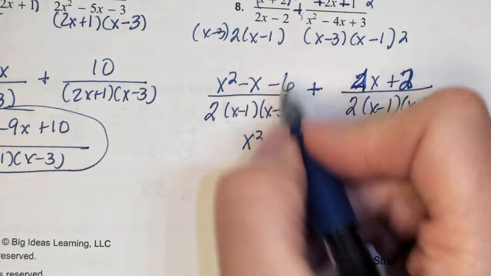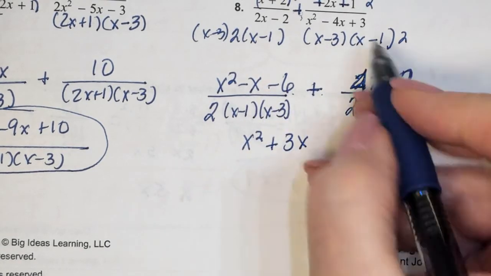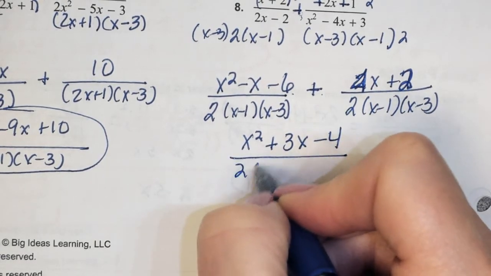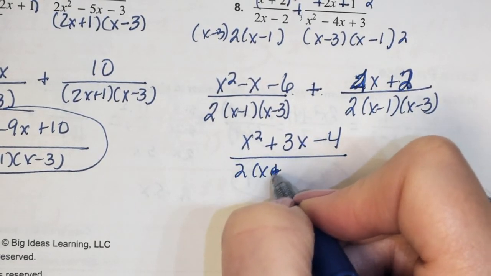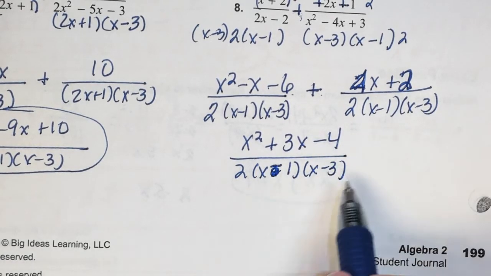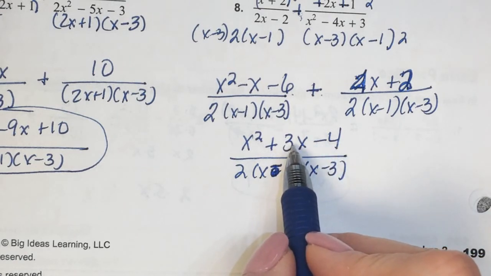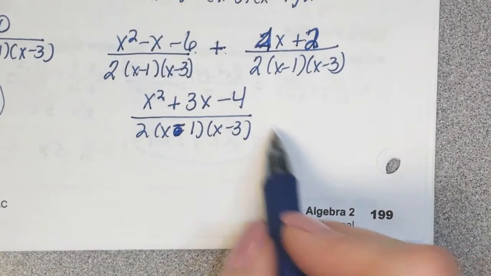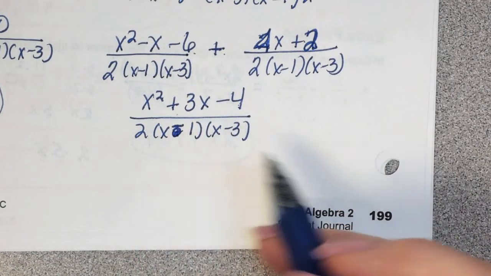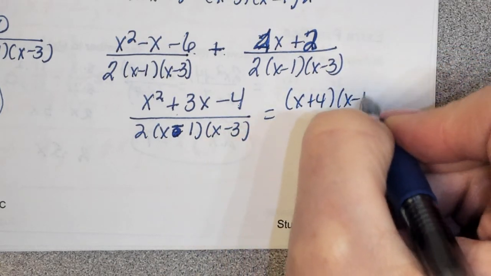All right, so anyway, now I've got negative 1x plus 4x. So what's that going to be? 3x, and then I'm going to have negative 6 plus 2. What's that going to be? Good. Oh, shoot, that's subtraction. Are there numbers that multiply to be 4 and subtract to be 3? What are they? Multiply to be 4, subtract to be 3. Right. So I'm going to factor it. It's x plus 4, x minus 1.